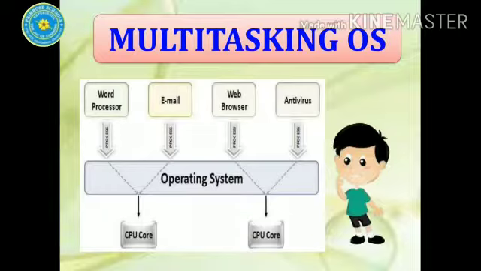For example, if you take a look at this image, you can see that four applications are running in the back end of the computer system: a word processor, email application, web browser, and antivirus software. All these tasks are running simultaneously without any hindrance to the user. This is the advantage of the multitasking operating system. This type of operating system is the one that we are using now.